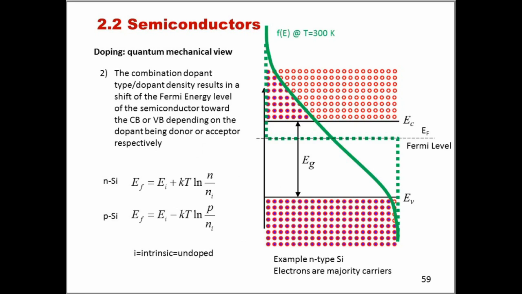From the quantum mechanical point of view, the presence of impurities in the silicon lattice has the effect of modifying the Fermi level. So in the presence, for example, of donor dopants, the Fermi level would move upward, closer to the conduction band.